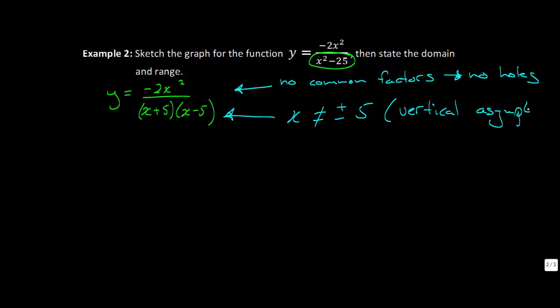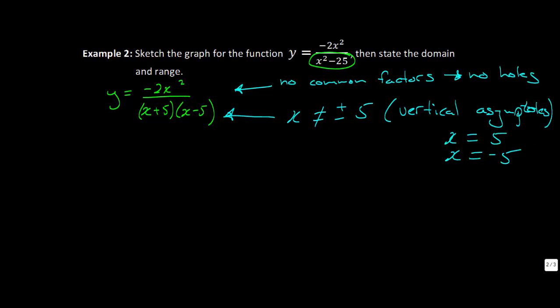So the vertical asymptotes, if we want to be more specific, will be these lines at x equals 5 and x equals negative 5. Okay. So this question implies now that we need to go and search for any horizontal or oblique asymptotes.